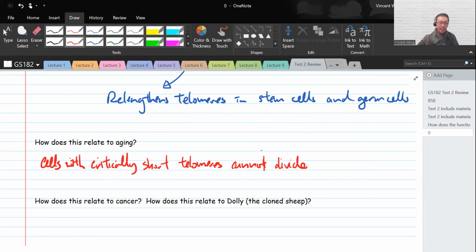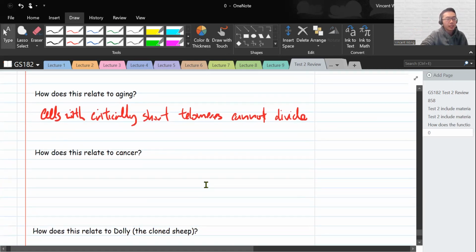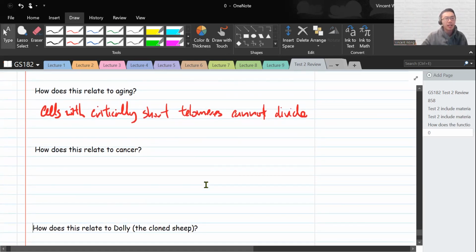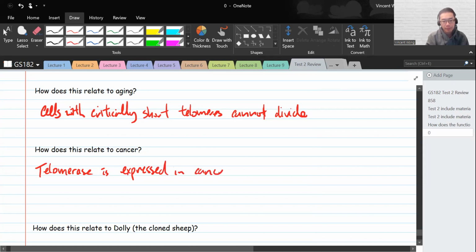How does this relate to cancer? One of the characteristics of cancer is limitless replicative potential, right? So telomerase is expressed in cancer cells, right? Allowing them to divide continuously. Okay.